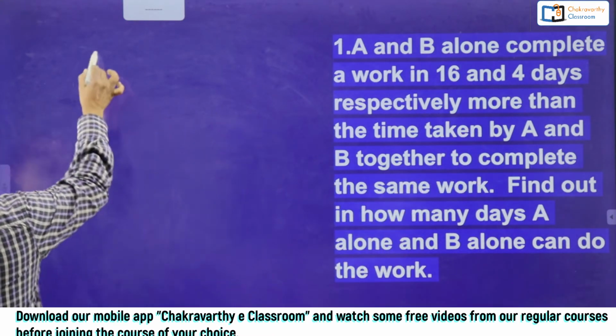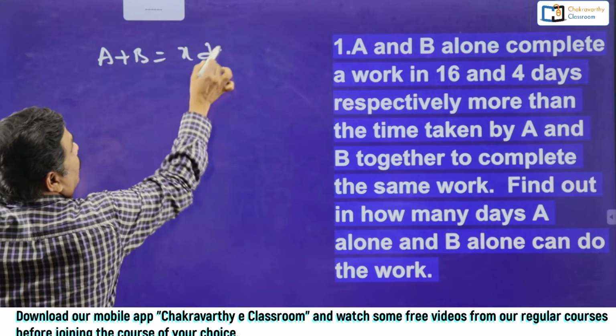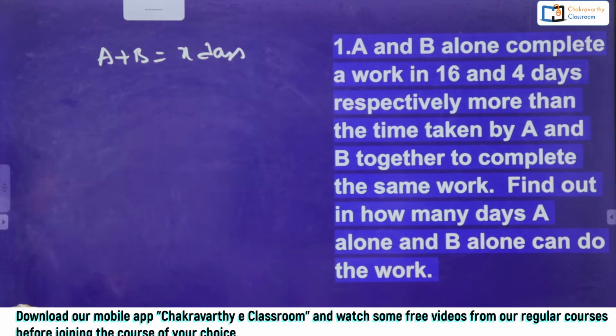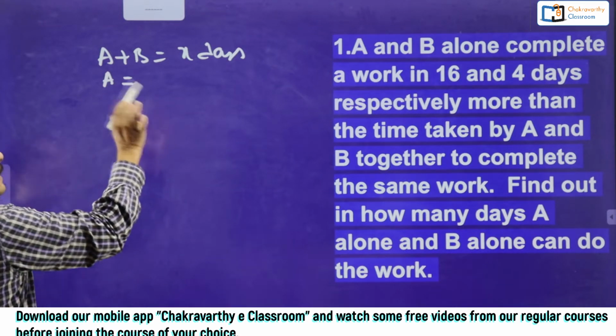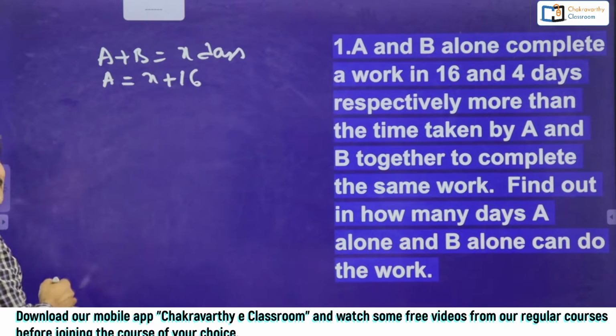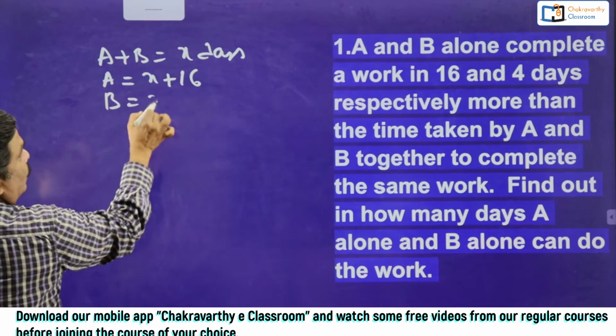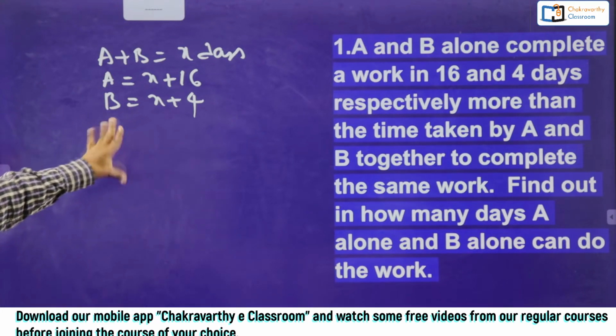Now let me take it this way. A and B can do the work in, for example, x days. And obviously A alone can do it in x plus 16 days, whereas B alone can do this in x plus 4 days. This is what exactly they have given.